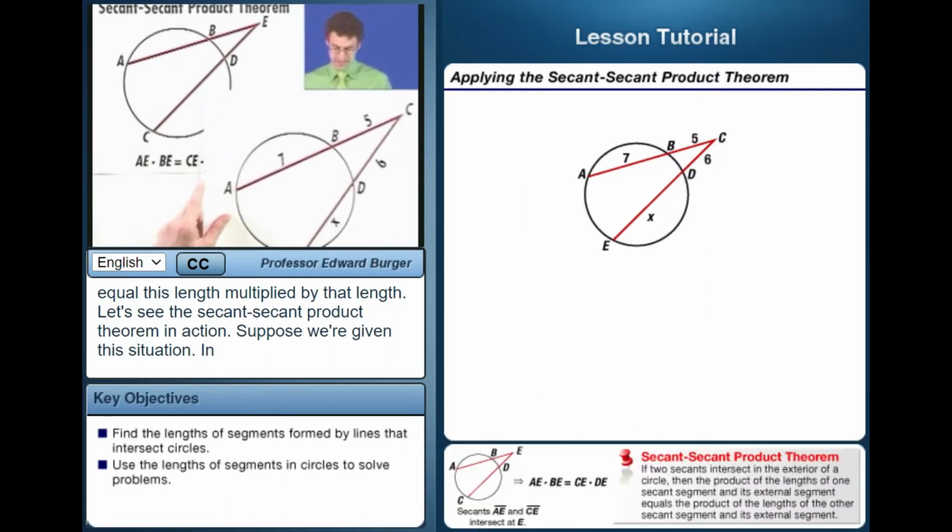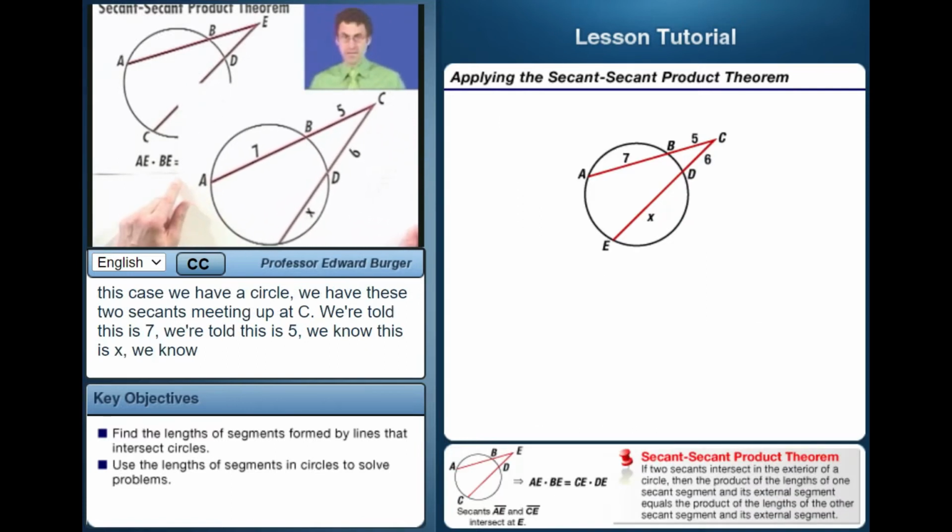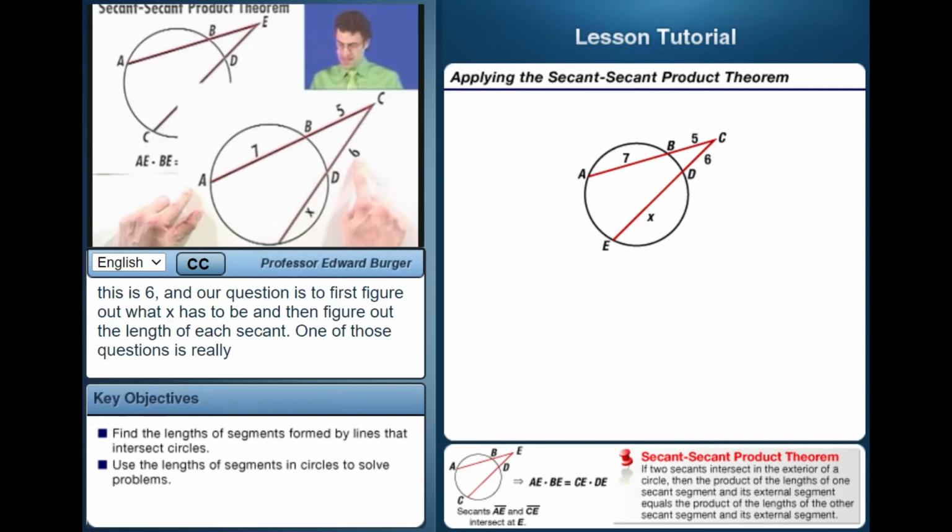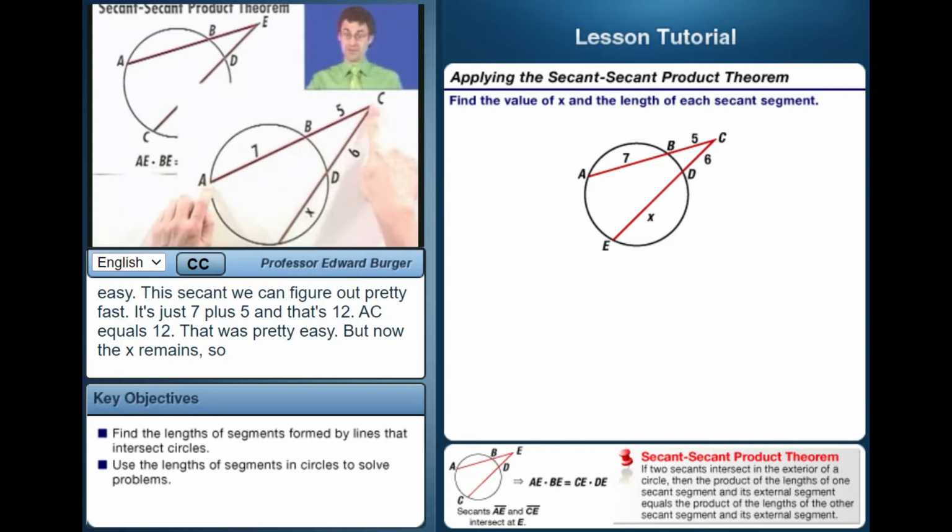So suppose we're given this situation. In this case, we have a circle. We have these two secants meeting up at C. We're told this is 7. We're told this is 5. We know this is x. We know this is 6. And our question is to first figure out what x has to be, and then figure out the length of each secant. Now, one of those questions is really easy. This secant we can figure out pretty fast. It's just 7 plus 5, and that's 12.